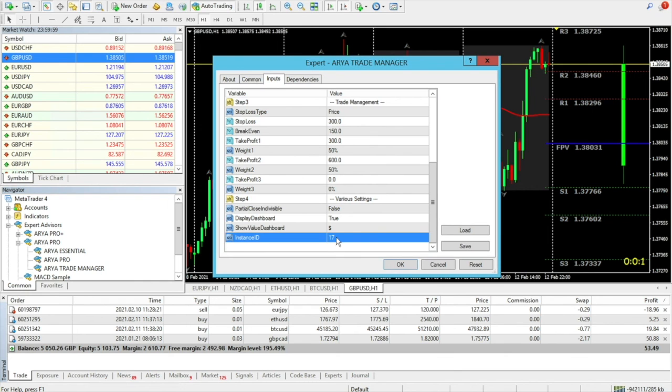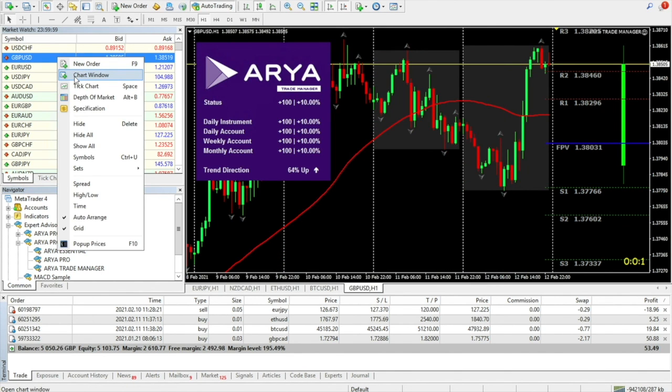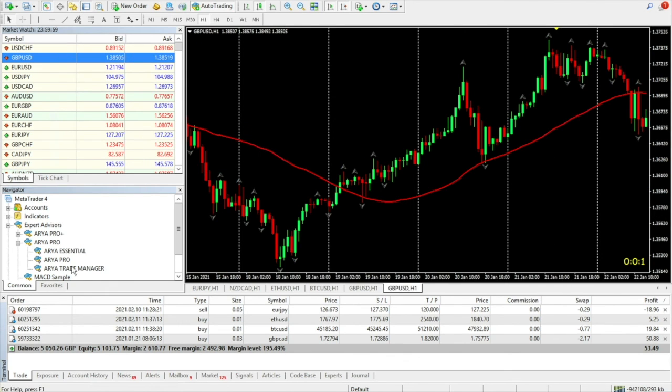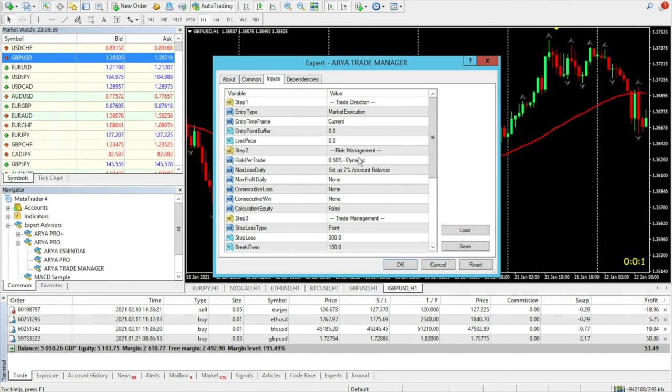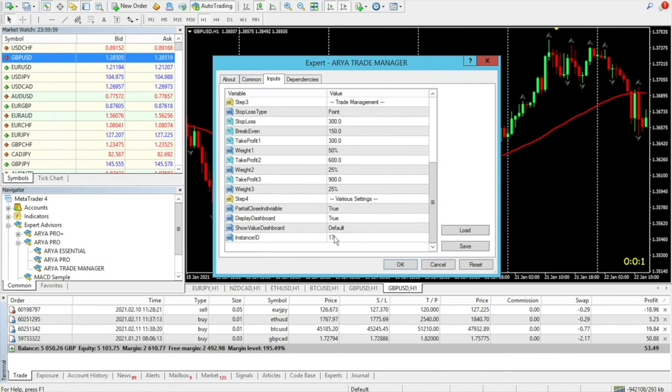If you'd like to set up a second trade, we can click OK, open a new chart window on the same asset, and launch Arya Trade Manager on the new chart. You can then define the parameters as you like, but in instance ID, you can put, say, 18. If you want to start a further trade, you can repeat the exact same process and choose number 19. However, you cannot use the numbers 14 or 42 in the instance ID, as these codes are used for Arya Essentials and Arya Pro respectively.